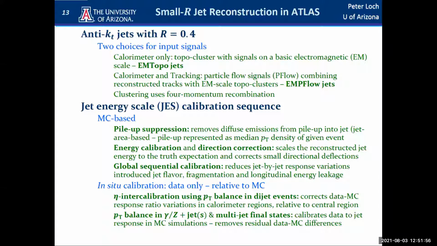And that sets the scale for the central region, which uses well-measured objects that are not jets, like photons or Z-bosons, and balances those with the jet or jets, depending on which final state you're looking at. Photons and Z-bosons cannot be used at very high energies anymore. At very high energies, we do a multi-jet balance, which means we balance a very, very high energetic jet with a group of lower energetic jets that are already calibrated. So we're looking for very particular topologies where this balance can be applied.